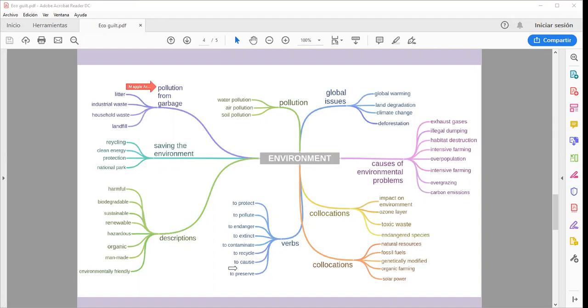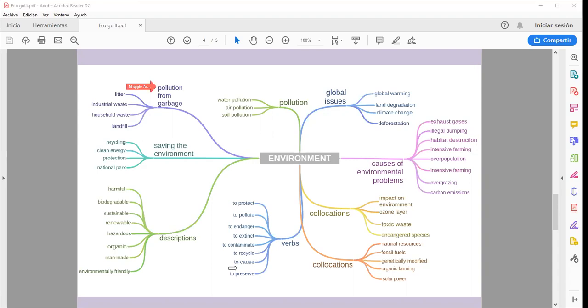Litter. Excellent. Continue, please. Industrial waste. Excellent. Household waste. Okay, household waste. Landfill. Landfill, excellent. Thank you.